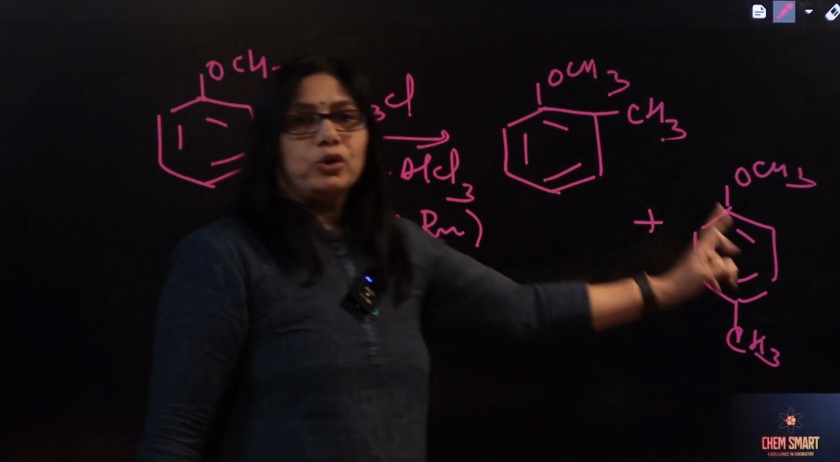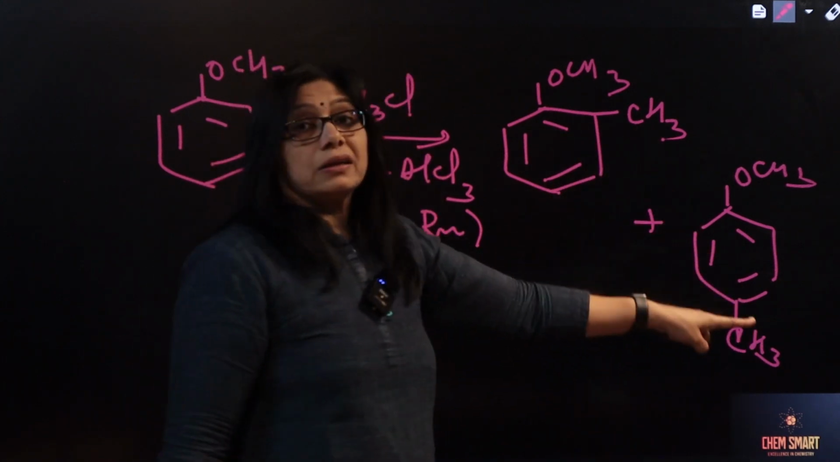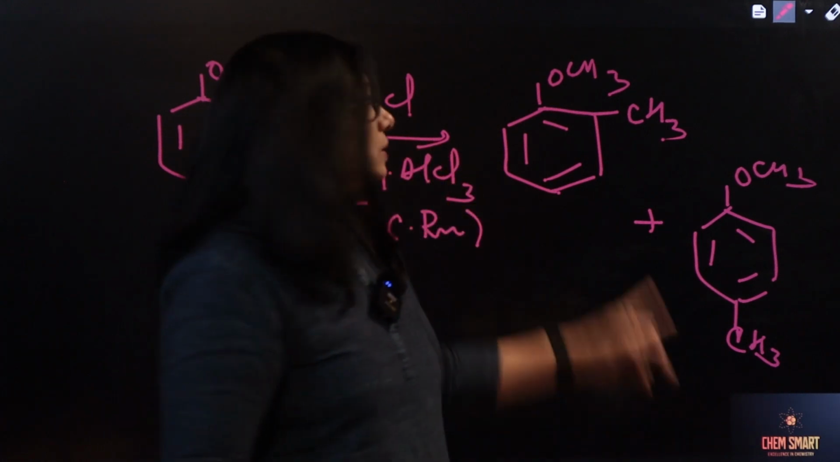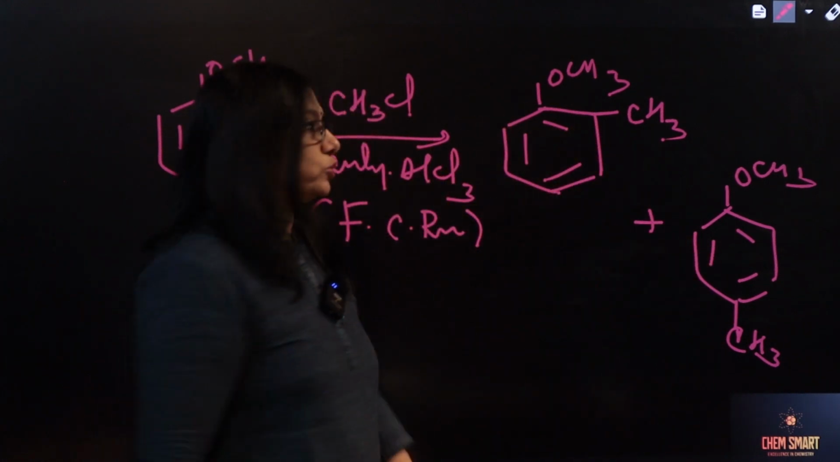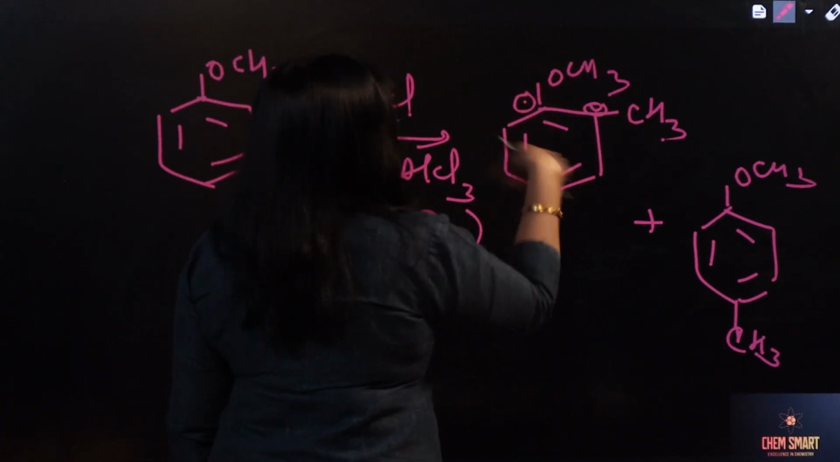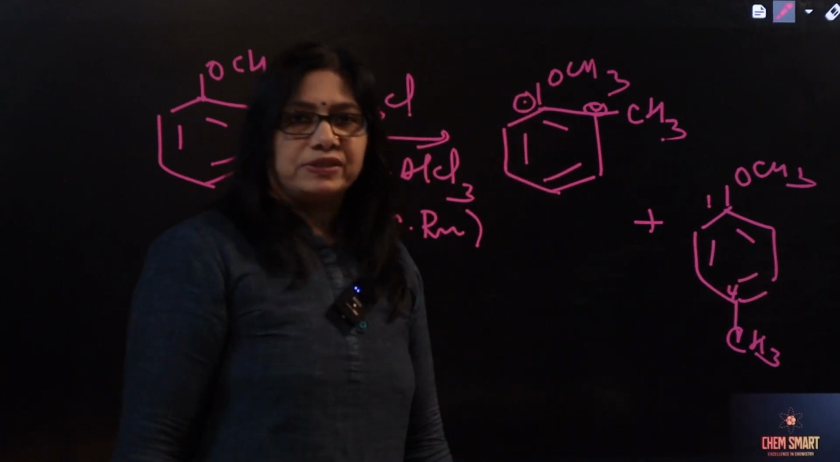This is minor. You have to indicate that in the bracket, minor and major. And I think in one year, they asked the IUPAC names of these compounds also. This is 1, 2. 1-methoxy, 2-methylbenzene. This is 1-methoxy 4-methylbenzene.